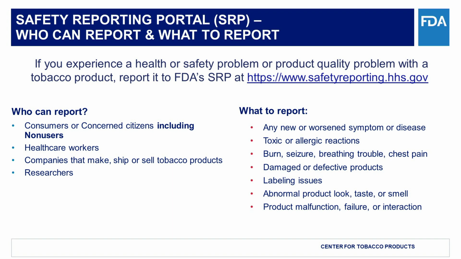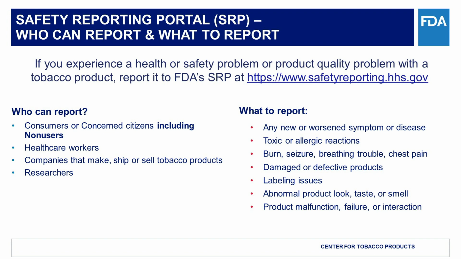Anyone may submit a report, and the tobacco reporting pathways target broad groups of the public, such as consumers, concerned citizens, healthcare workers, companies that make, ship, or sell tobacco products, and researchers. Examples of health or product problems to submit in a tobacco product report include any new or worsened symptom or disease, toxic or allergic reactions, burn, seizure, breathing trouble, chest pain, damaged or defective products, labeling issues, abnormal product look, taste, or smell, product malfunction, failure, or interaction.